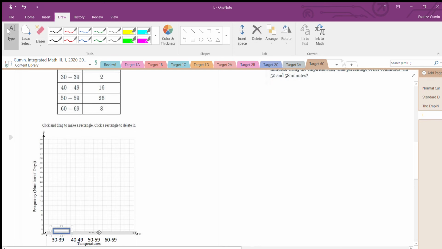From 40 to 49, we had 16 days. Okay. So we're going to go all the way up to 16. I'm just going to make it like this. Okay. From 50 to 59, we had 26 days. Wow. Okay. And they're having some nice temperature.